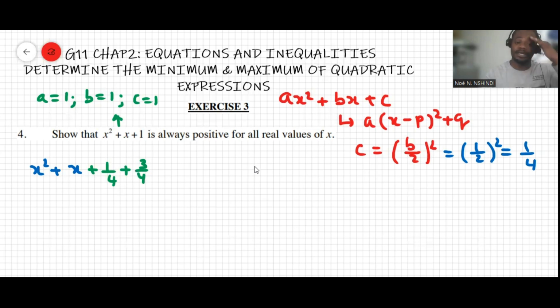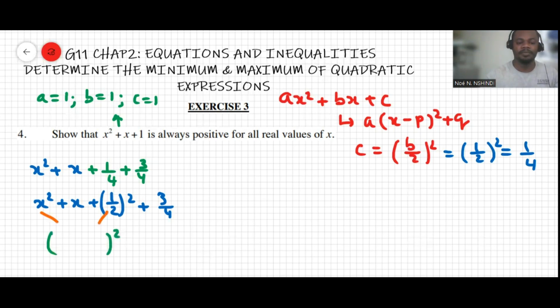Then we can only take the bases. So x squared plus x plus a quarter is just (x plus a half) to the power of 2, as we did here, plus 3 quarters. Now we're going to take this base x and then a half, so this will be x plus a half to the power of 2, plus 3 quarters. Now, it is important to note that all square numbers are positive.